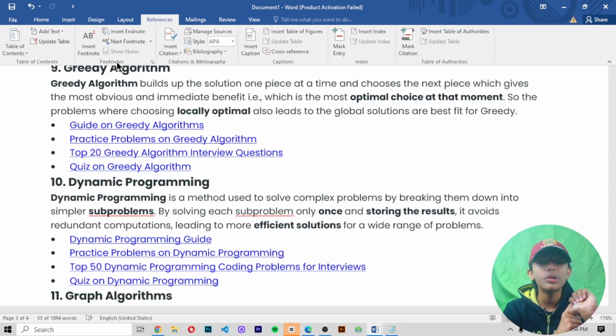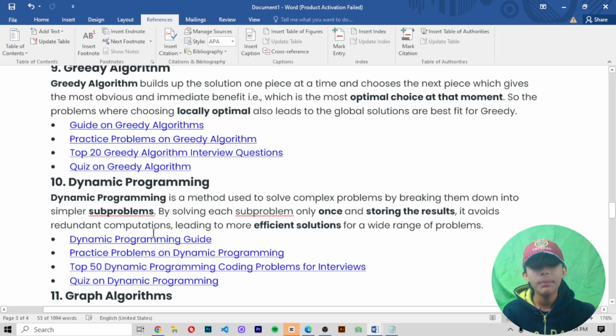Level 10 is about dynamic programming. So many people are going to dynamic programming. Many people are thinking let's come on to dynamic programming, but let me tell you what dynamic programming is. Dynamic programming is a method used to solve complex problems.